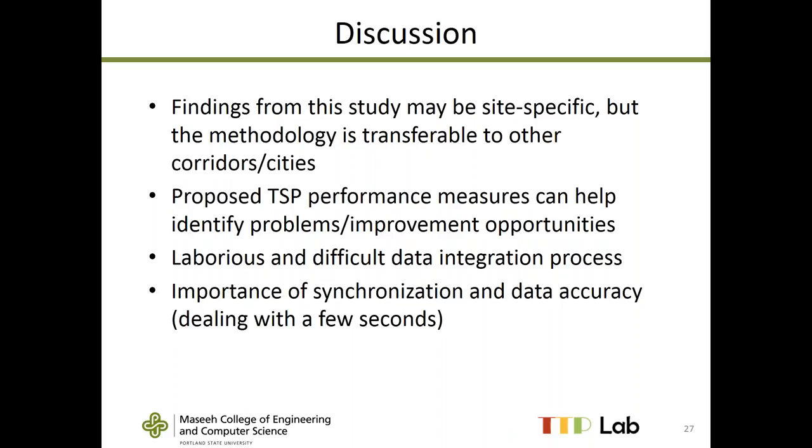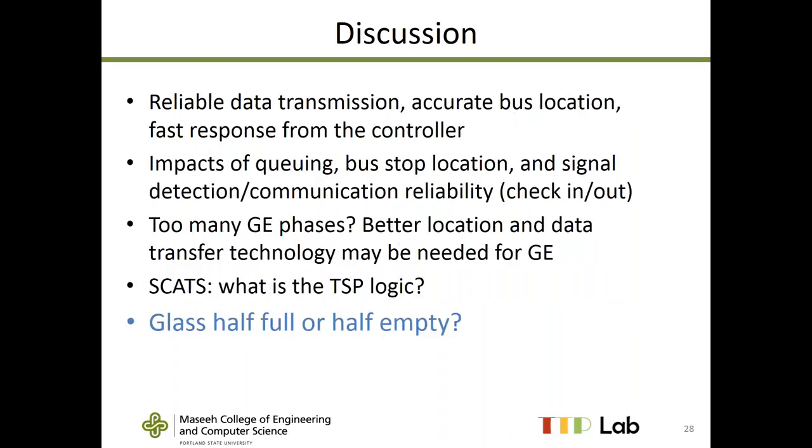Something else that was very important, and we realized from the beginning, was that synchronization and data accuracy is very, very important for this study. Early green or green extension can be 8 seconds or 10 seconds. If you are talking about clocks that are not perfectly synced, for example, a clock that is 2 or 3 seconds off in one data set, maybe 50% of the phase is already biased by the lack of synchronization between the clocks. So I think it's very important to check the data quality, because if the data does not have very good quality, then it will be very hard to get any reasonable or valid performance measures.